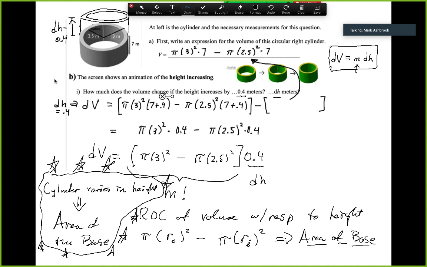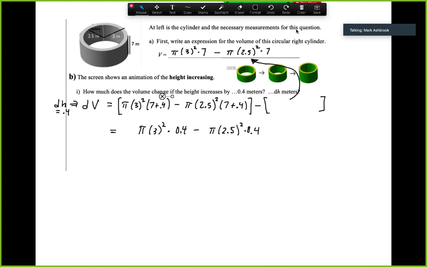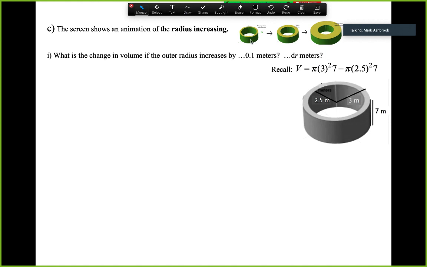Okay, but so that's the one case where the cylinder varies in height. The other case is where the area varies in radius. So let's investigate that. So this is the bottom of page 2 now. So now our cylinder is going to grow in radius. And recall that the volume of the shell is pi r outer squared times the height minus pi r inner squared times the height. That's our volume. And so we're going to grow in radius.